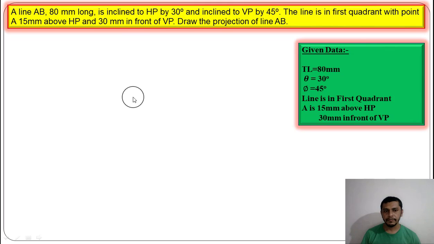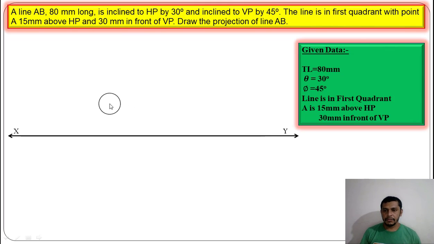Draw the projection. So let us start. First of all, draw the XY reference line. Now mark the point A, that is, mark the elevation and plan of point A. A is 15 mm above HP and 30 mm in front of VP. So we can say that the elevation of the point A will be 15 mm above the XY reference line, and the plan of the point A will be 30 mm below the XY reference line. So mark the points a dash and a. a dash is the elevation, 15 mm above the XY line, and a is the plan, 30 mm below the XY reference line.